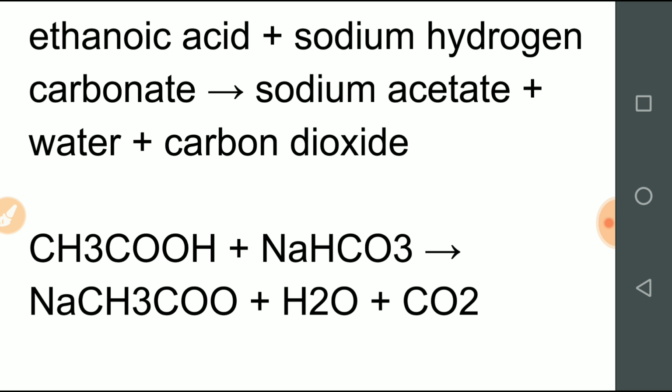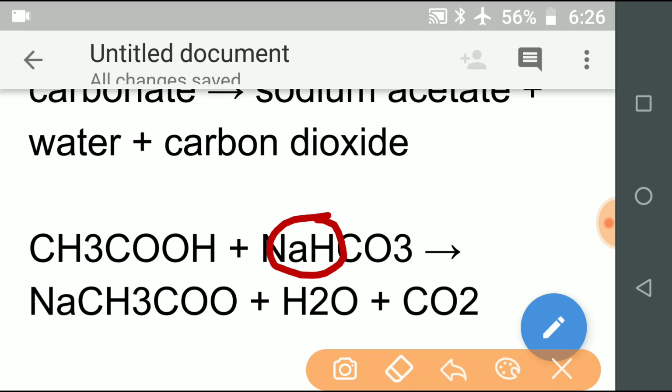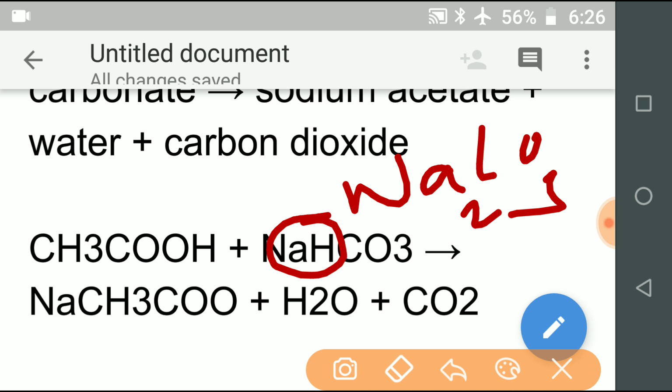Now, CH3COOH plus Na2CO3 gives rise to CH3COONa, here Na plus and COO minus, plus water molecule plus carbon dioxide liberated. So this is the reaction showing ethanoic acid reacting with the carbonate, to give sodium acetate or sodium ethanoate. To balance the equation, we have to put 2 here and 2 here. Now the equation is balanced.